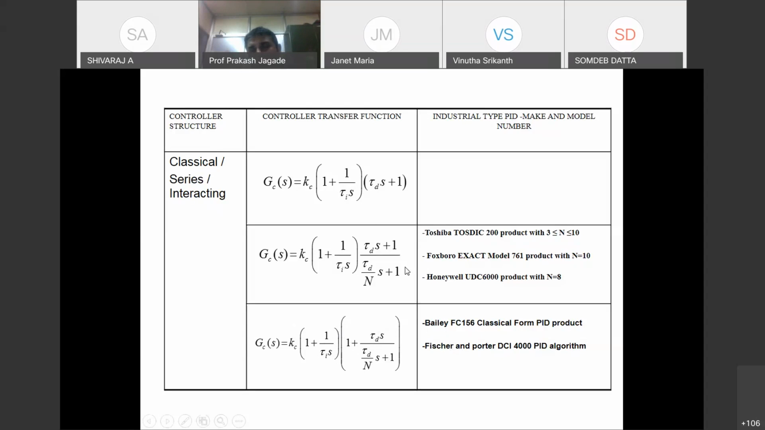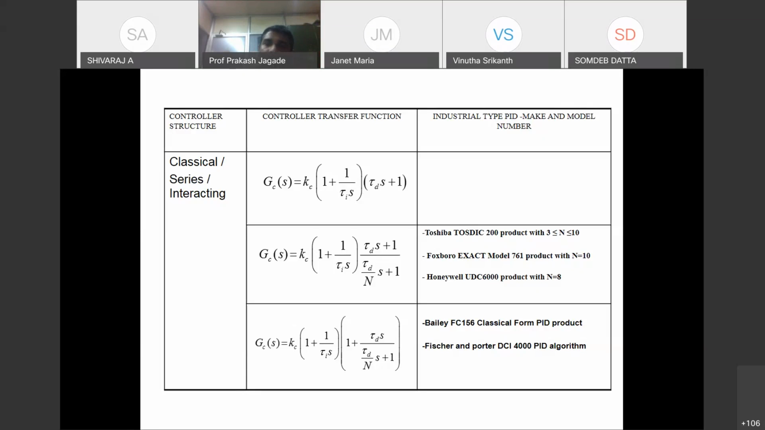If you see here, in Honeywell UDC 6000 the value of n has been set to 8. In the case of Foxboro, the value of n has been set to 10. But instead of setting the value to 10 or 8, my suggestion is that like Kc, tau i, tau d, n also has to be optimally selected. At the design stage itself, if you are able to properly select the value of n, then you can definitely improve the performance of the controller. But in certain products, the value of n is fixed, and there you will not be able to make any modification.